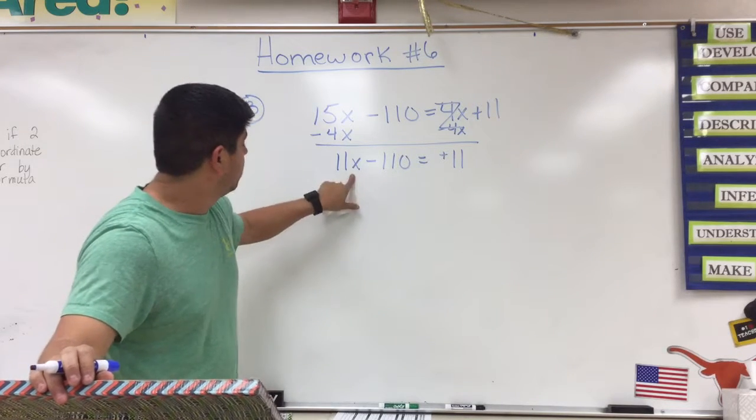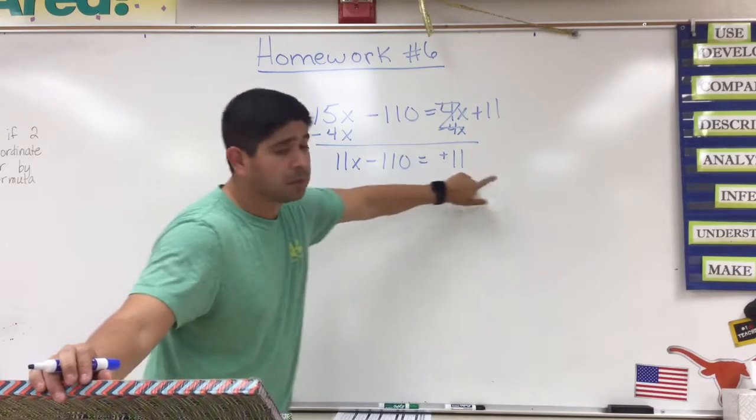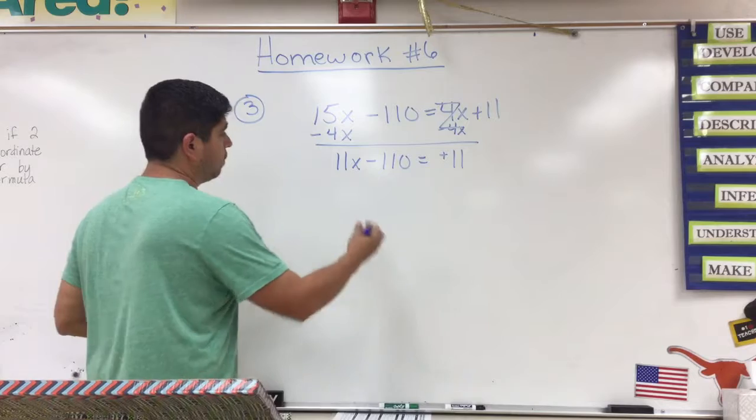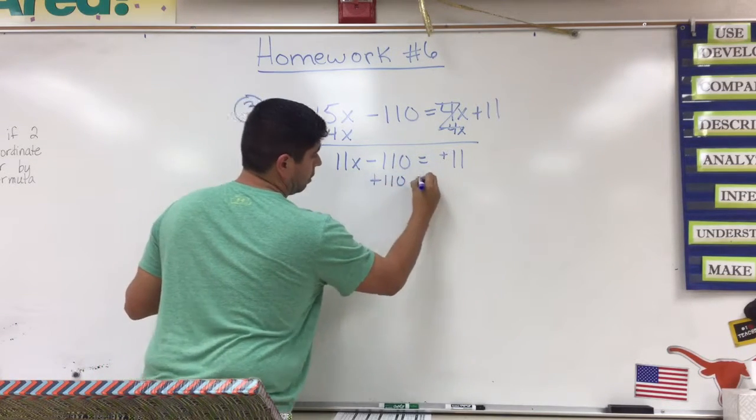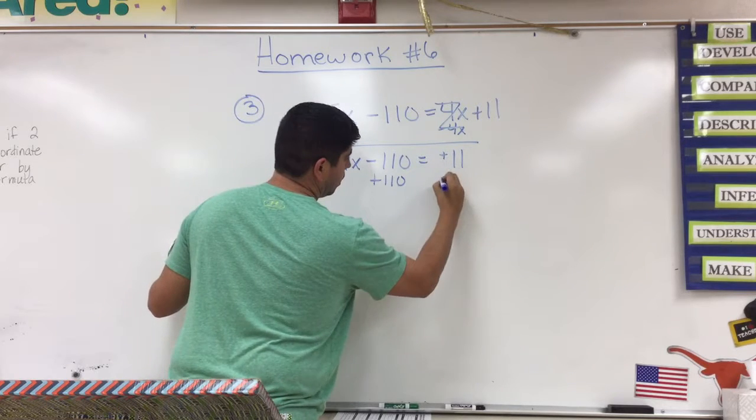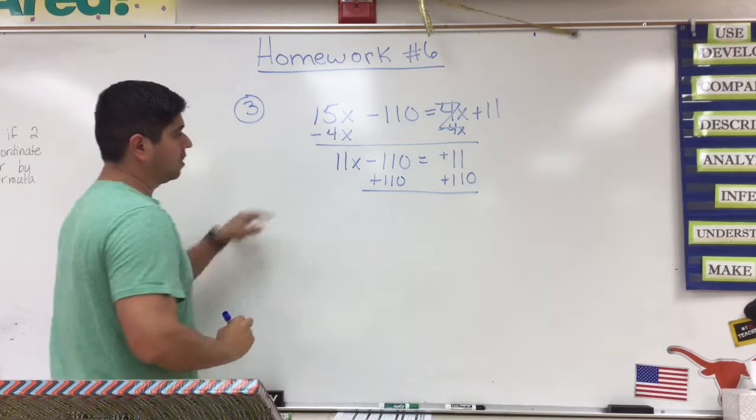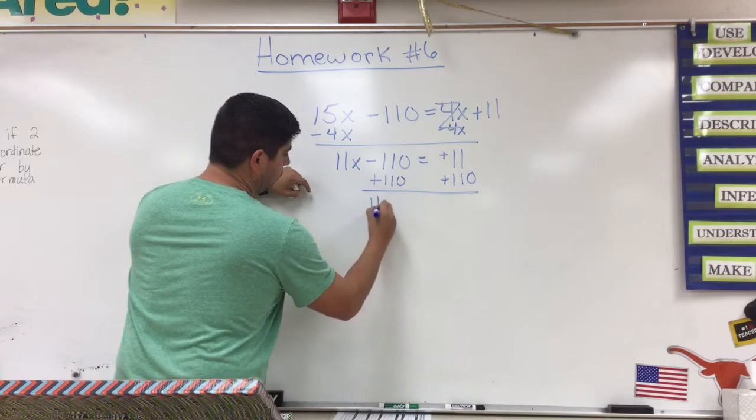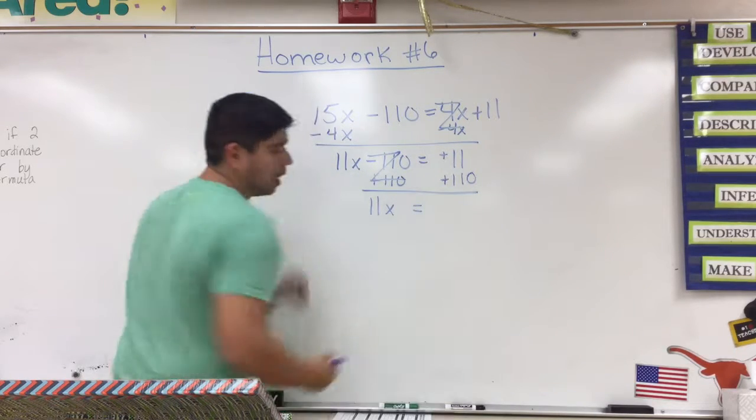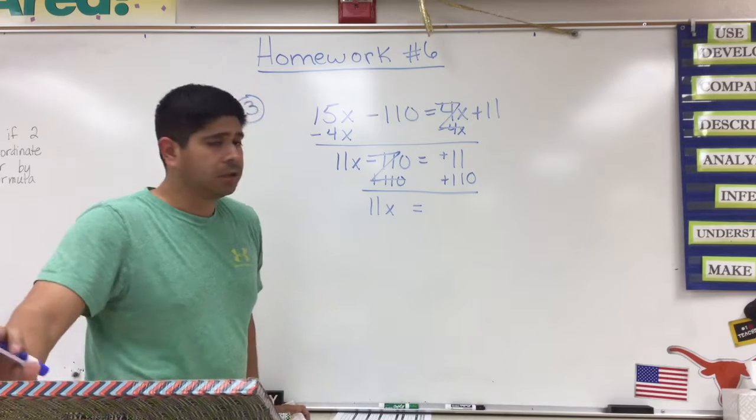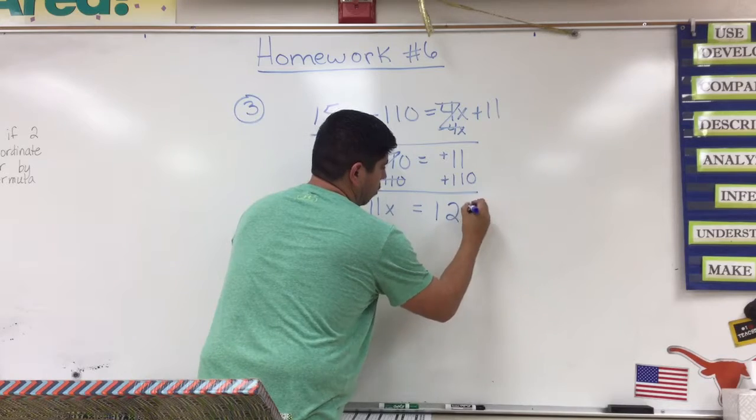So now I have my variable here. This is a constant that doesn't have a variable. So I'm going to take this and put it over here on the right side of the equal sign. So minus 110, the inverse is plus 110. Plus 110, plus 110. Okay, so 11x comes down. This zeroes out. Equals 11 plus 110, or 110 plus 11. Okay, it's going to be 121.